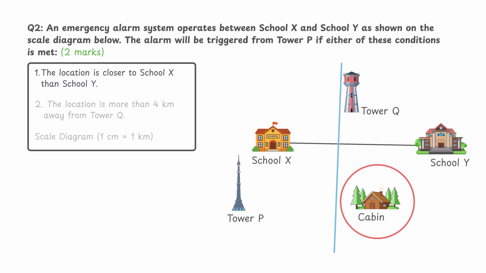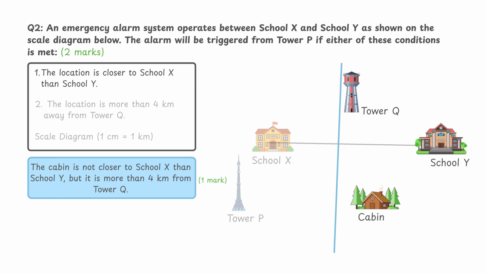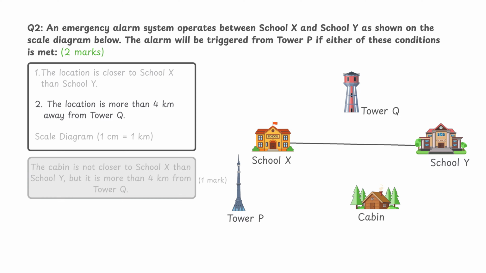Now look at the position of the cabin. The cabin lies on the side of the bisector that is closer to school Y. So this means the cabin is not closer to school X. So we can conclude that the first condition is not satisfied. Now let's move on to step 2.